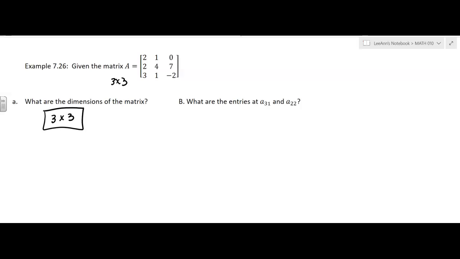Okay, now what are the entries at A3, 1? So what is A3, 1? What element is in the third row, first column? So you have to go to the third row, 1, 2, 3, first column, and so that's going to equal 3. And then it says, what about A sub 2, 2? Second row, second column. So second row, second column, that would equal 4. So once you get the hang of it, it's not too hard to do, but it's just a matter of getting used to matrices and a little bit of the terminology, the way they write things.